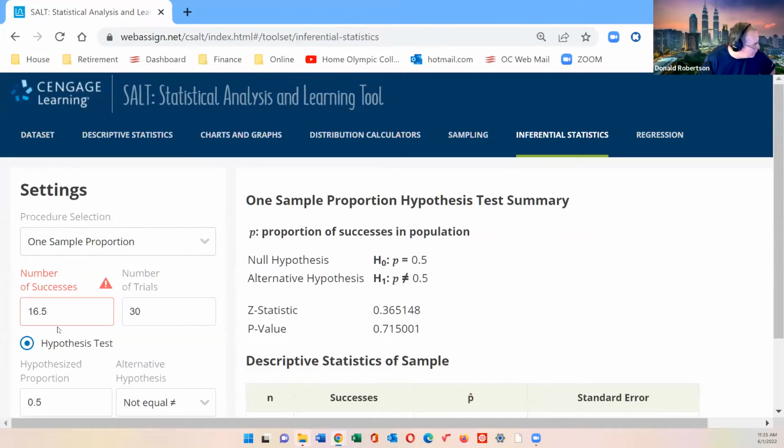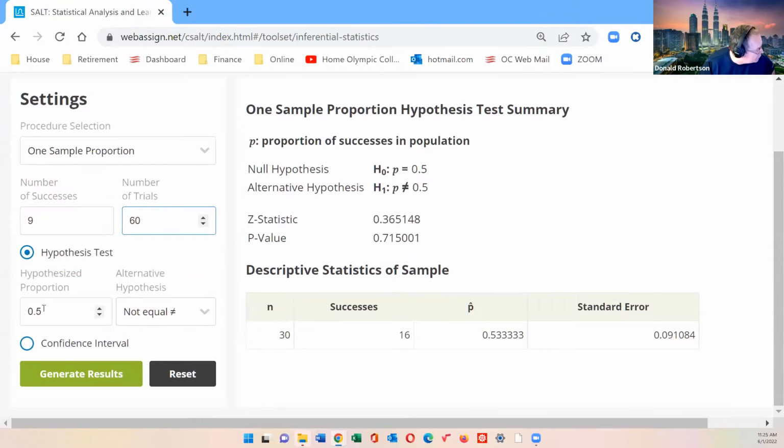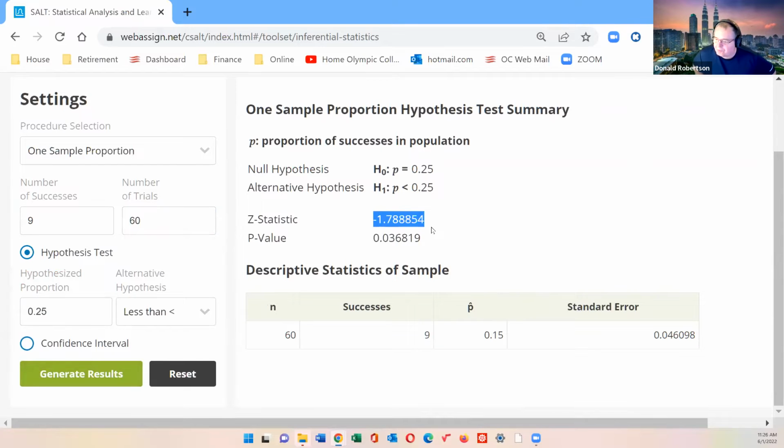Okay, here we go. One sample proportion. 15% was my sample, which ends up being 9 out of 60. If I then move on to the hypothesis test, they want this to be 0.25, and you're trying to prove that it's less than that. And so generate results. There's the z-score that they're looking for.